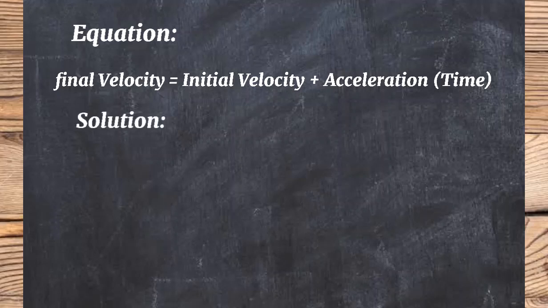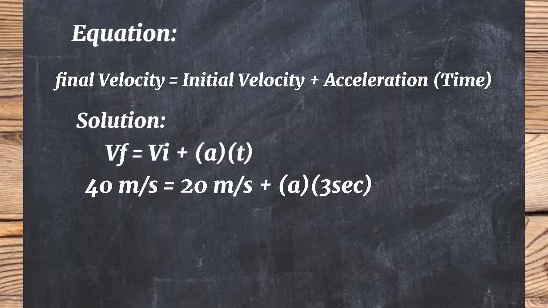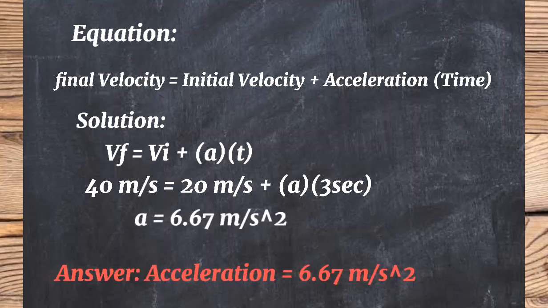For the solution, we substitute our given into the formula. 40 meters per second is equal to 20 meters per second plus acceleration multiplied by 3. Now, the value of acceleration is 6.67 meters per second squared.